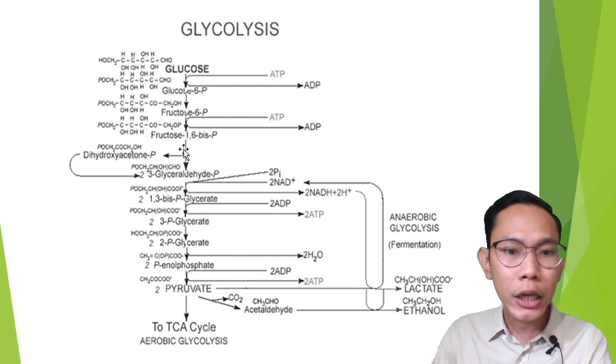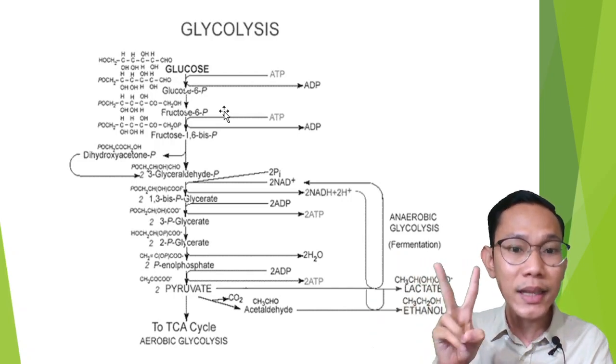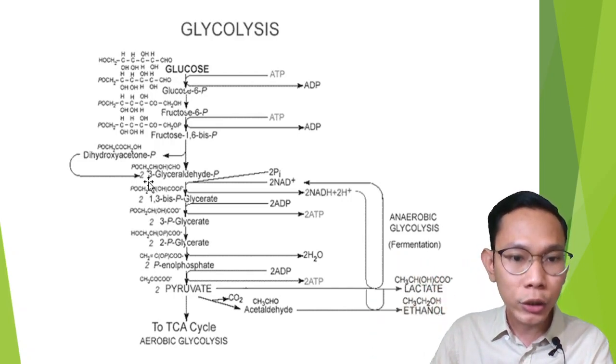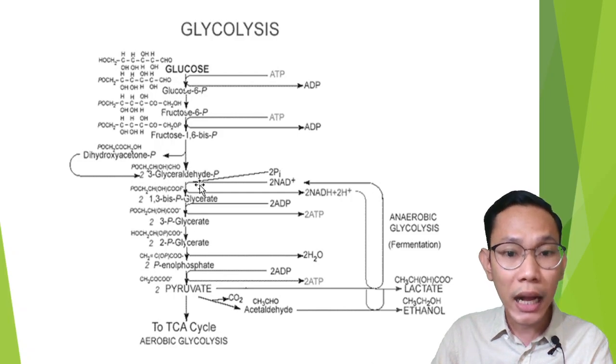Pero your glucose here will be converted into 3 molecule, your 3-glyceraldehyde. Remember that your glucose is 6 molecule. Iko-convert siya into 3 molecules. In short, 2 substance ang na-form. Kaya ito, 2 3-glyceraldehyde P.